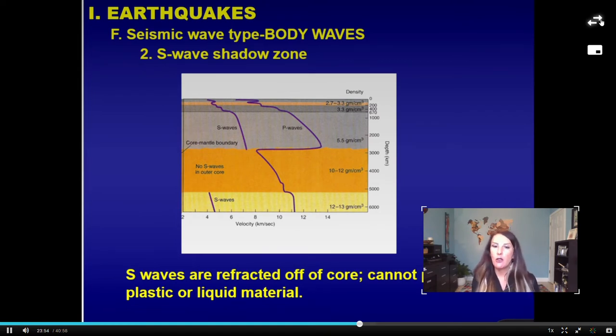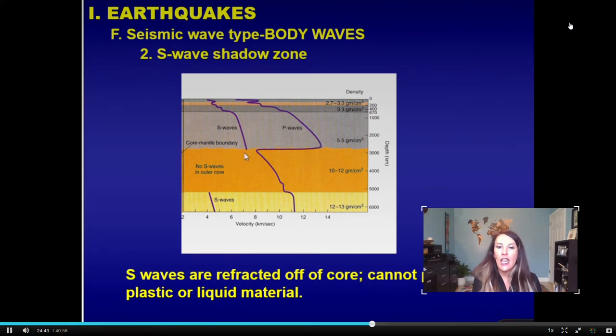So if we make a comparison between P waves and S waves, we can look at this diagram. Velocity is on the x-axis and depth in kilometers is on the y-axis. So you're essentially imagining a cross section of the earth. You've got crust, then the mantle, then the outer core, and then the inner core. This diagram is showing you the difference in how P waves versus S waves travel.